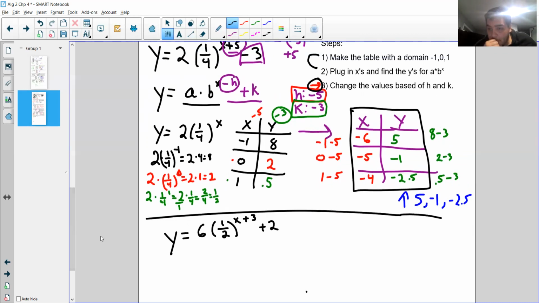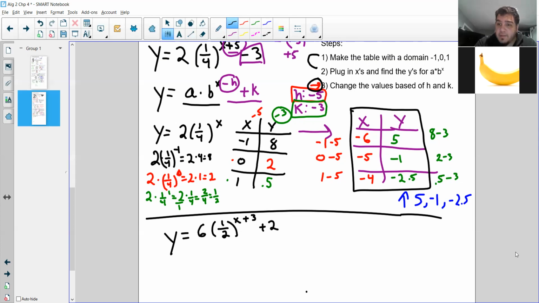So try this problem out. I'm going to do a problem on a piece of paper so I can have the answers ready to check with you.